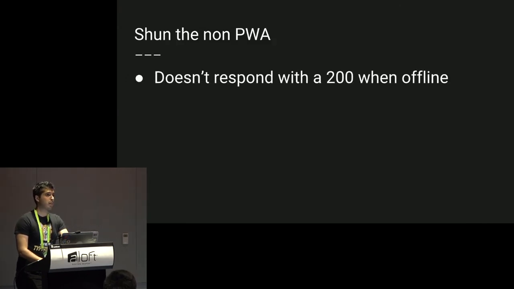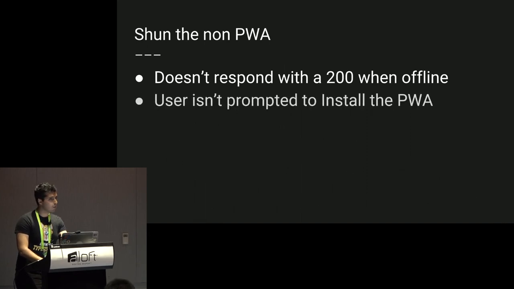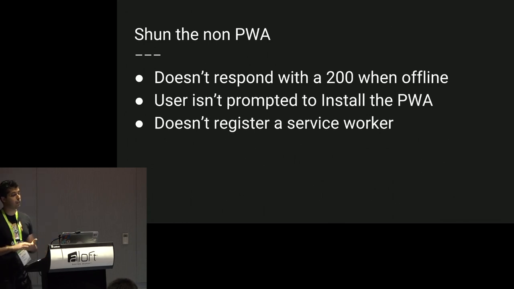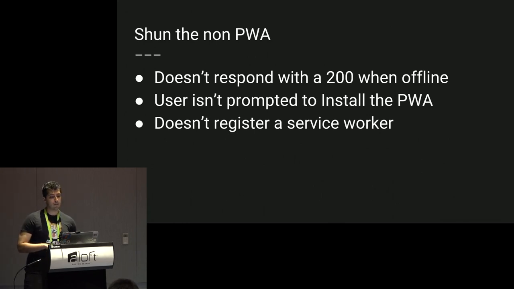When the application was offline, it didn't respond with a 200. If you're building a progressive web app, you're going to want to use a service worker so your app can continue to work offline. The user wasn't prompted to install the app as a PWA. Browsers can proactively prompt users to add your app to their home screen, which can lead to higher engagement for your applications. It didn't register a service worker. Service workers are the technology that enable us to use many progressive web app features, such as offline use, adding it to the home screen, push notifications, and more.